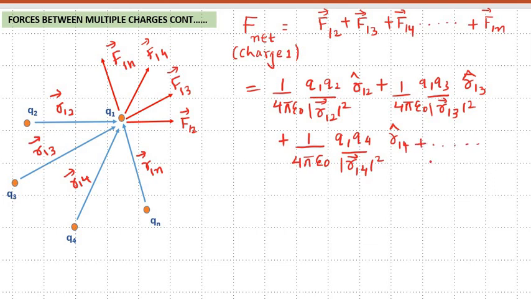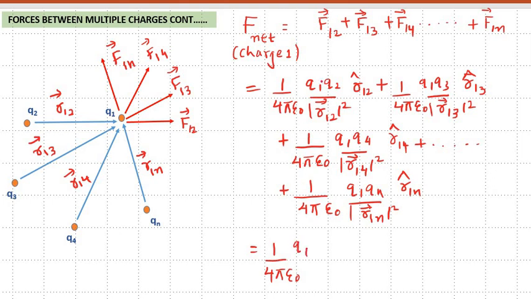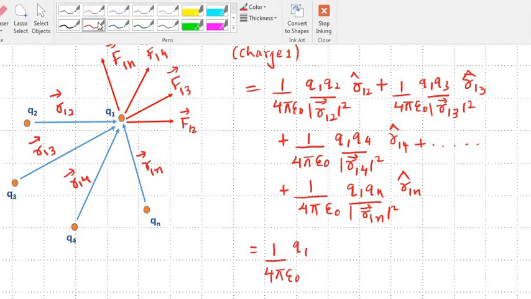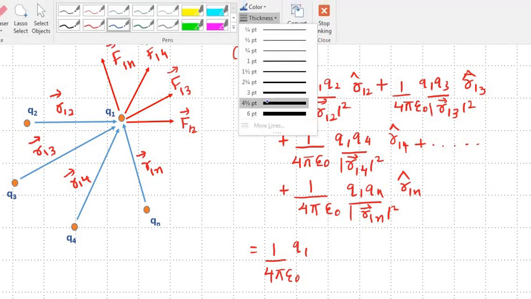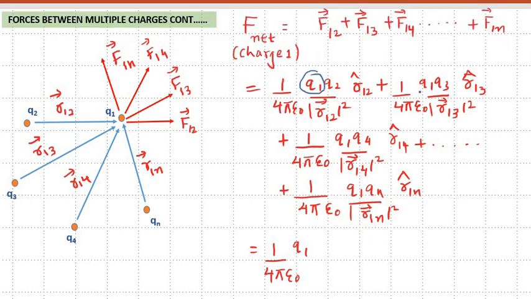In the same way, the last vector, that is F1N, you might have guessed it correctly that it is 1 by 4 pi epsilon 0 Q1 Qn upon R1N vector whole square and R1N unit vector. Now guys, if I want to pull out something common, then what can that term be? 1 by 4 pi epsilon 0, that is common. Then Q1 is also common because Q1 is appearing in all the terms, like here Q1 is there, here Q1 is there, so that's why I have pulled it common.